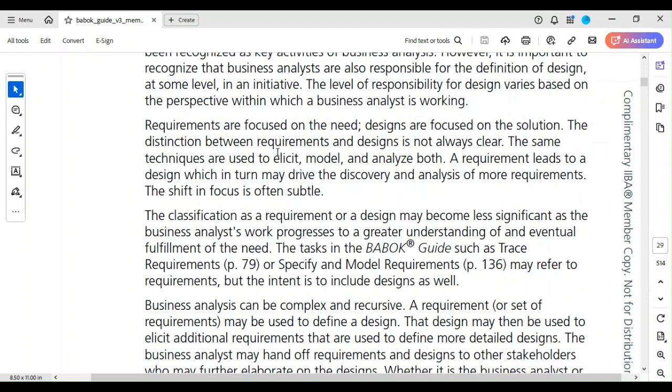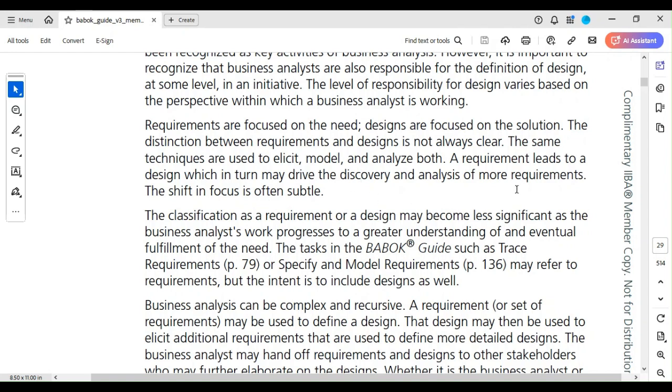The distinction between requirement and design is not always clear. Even for me, it's not always clear. But I have to keep telling myself, this is for this and this is for that. The same techniques are used to elicit, model, and analyze both. A requirement leads to a design. Remember, as a user, I want to do this. Okay, the architect goes to design that, which in turn may drive the discovery and analysis of more requirements.